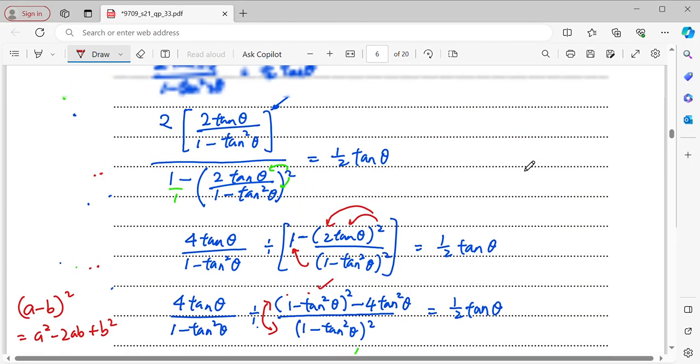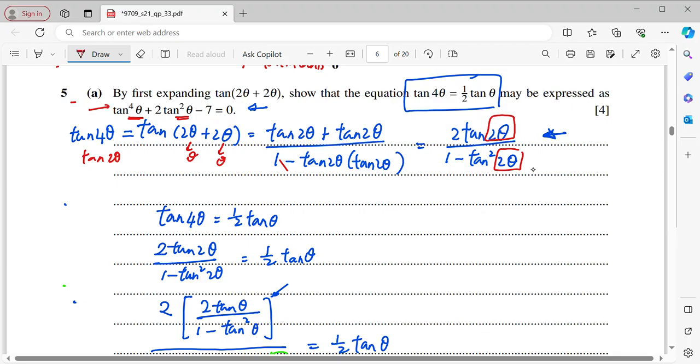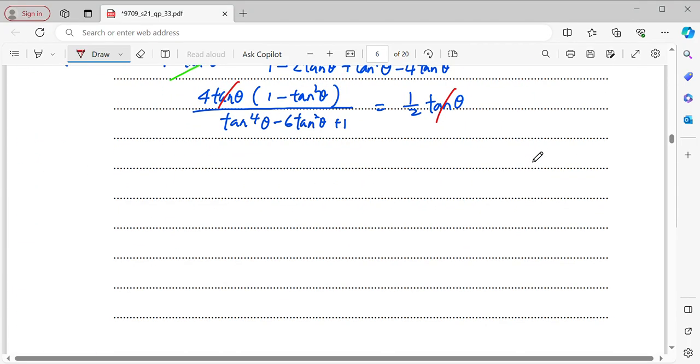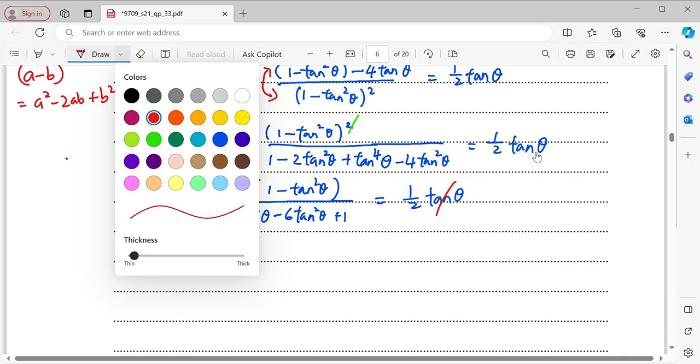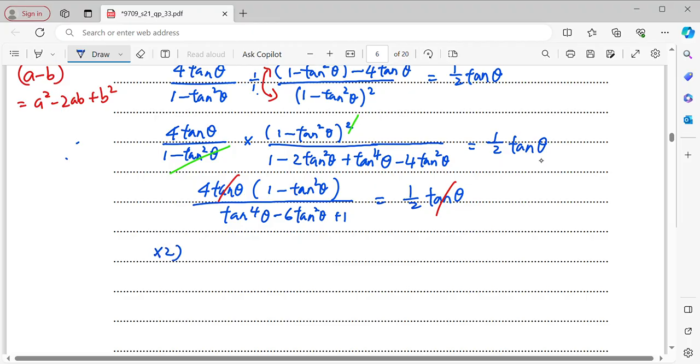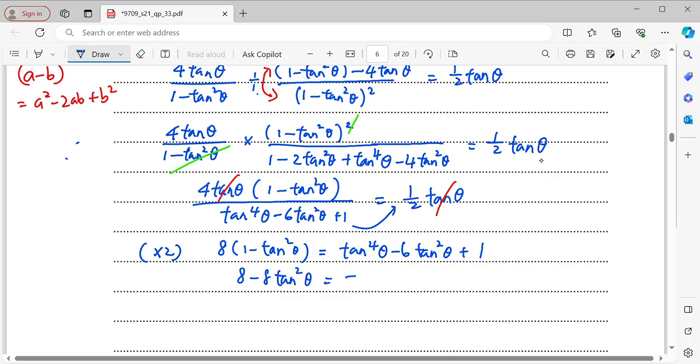Okay, and by looking at the answer here, you are given the answer, there's no fraction. That means now my half on the right side should be moved up to the left side, or probably I can just say I times 2 to the whole equation. Then it will be 8 times 1 minus tangent squared theta, and the half times 2 will be 1, then I will be getting tangent to the power 4 theta minus 6 tangent squared theta plus 1. Then now just do the expansion for the left hand side. You will get 8 minus 8 tangent squared theta. And then for the right hand side, just rewrite.